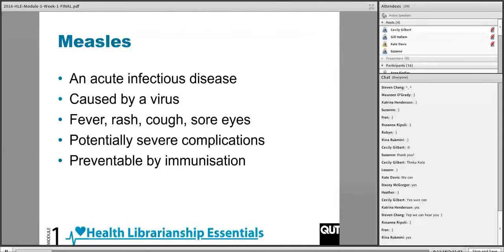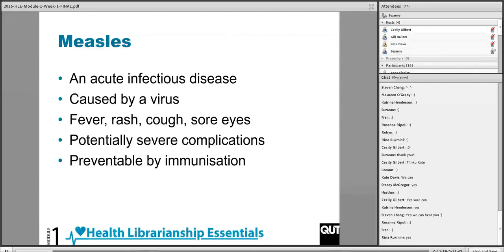So just a little bit about measles. I'm sure you're all familiar with measles. Many people used to have it as children. It's an acute infectious disease, usually of childhood, caused by a virus. It's characterized by fever, rash, cough, and sore eyes.